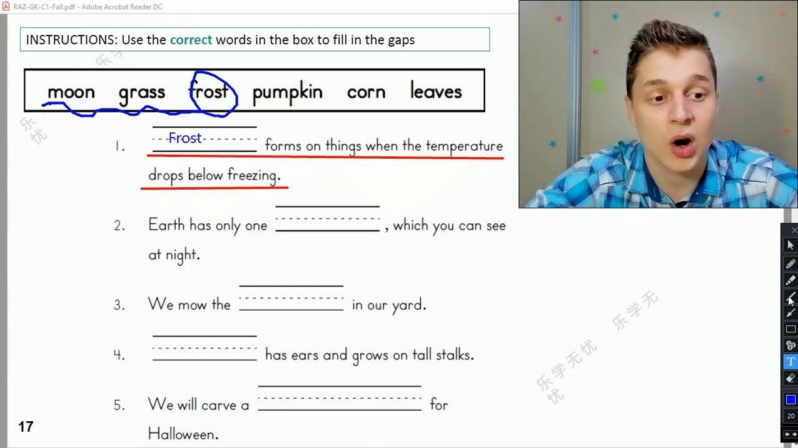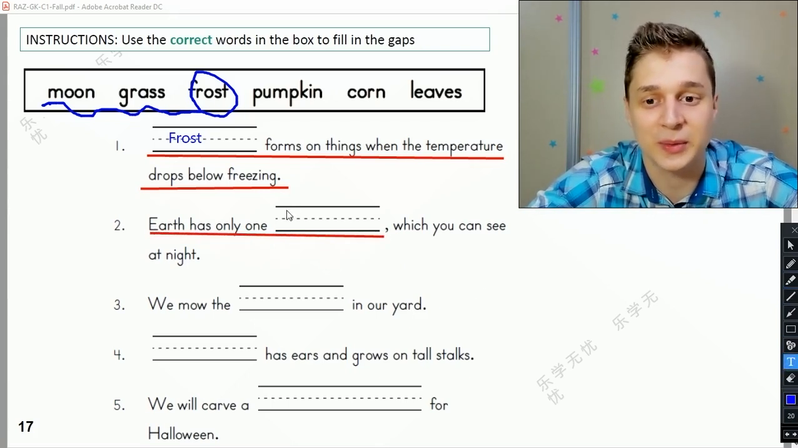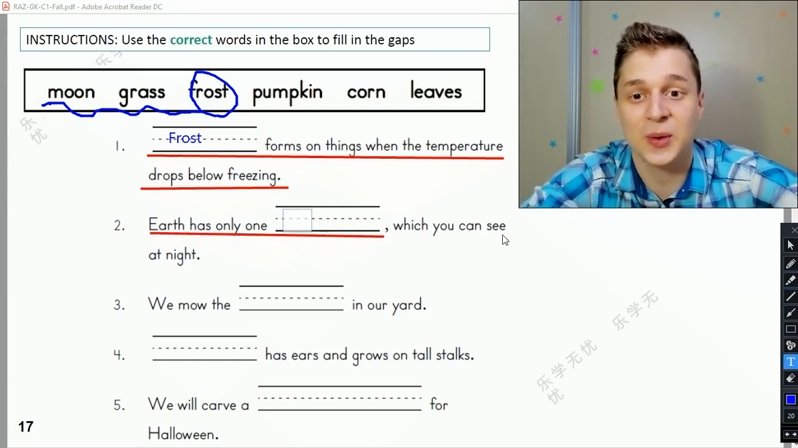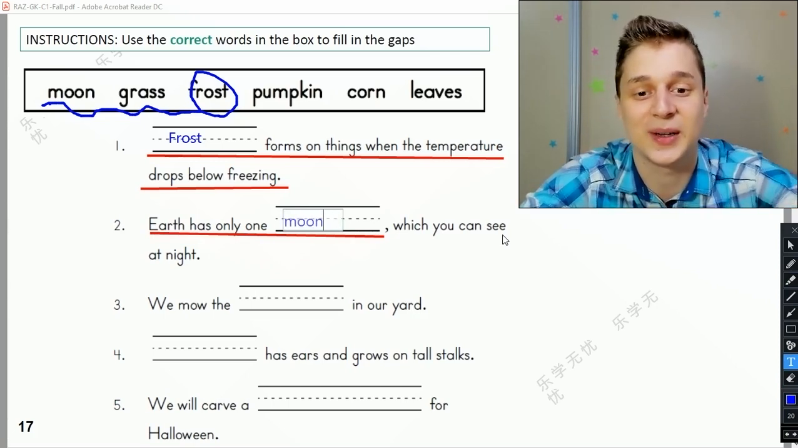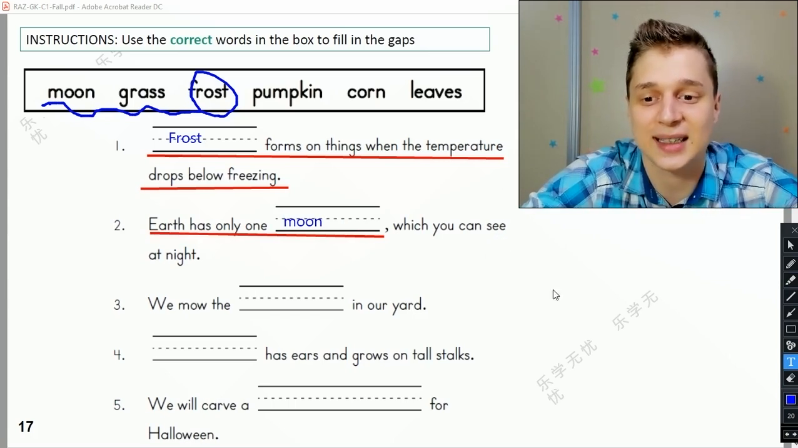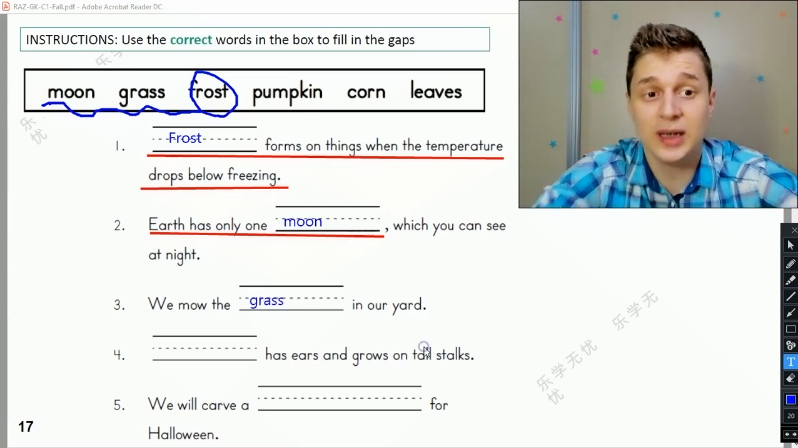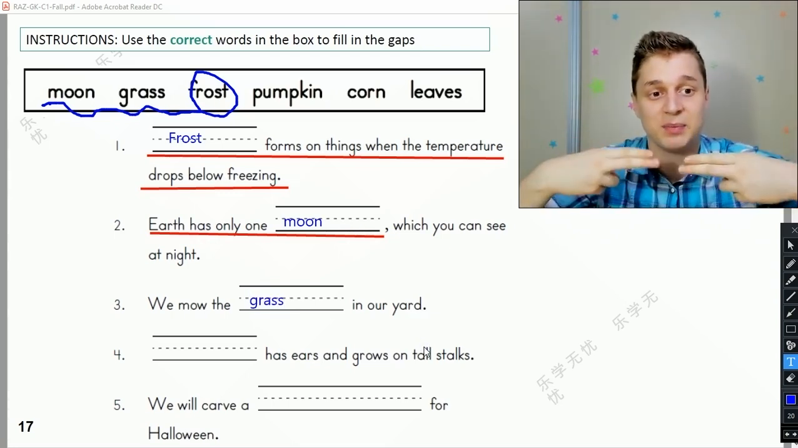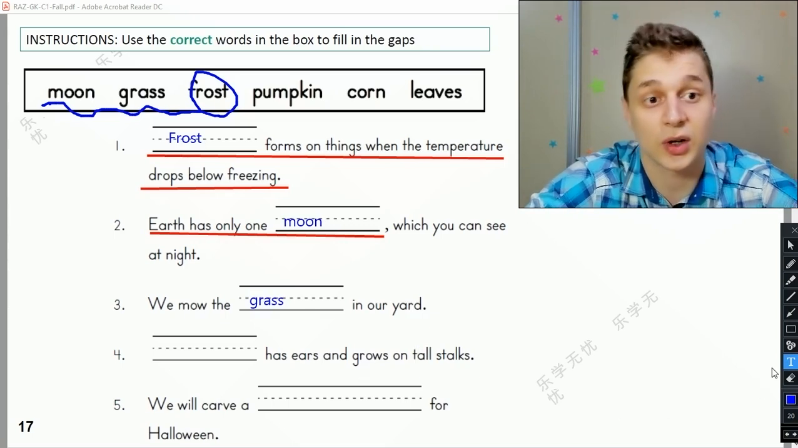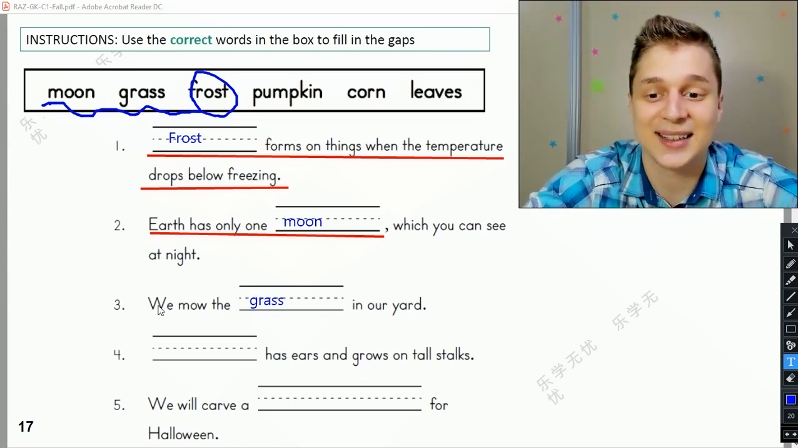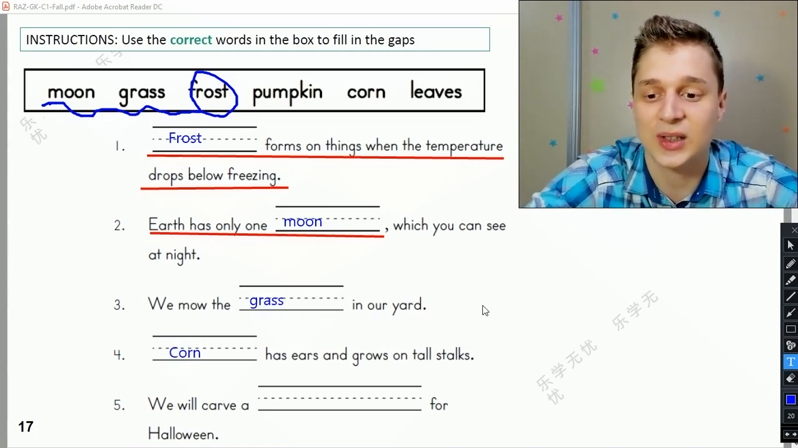Earth has only one moon. Only one moon. We have more leaves and more corn and more pumpkins and a lot of grass, but only one moon, which you can see at night. We mow the grass in our yard. Mowing grass means snip, snip, snip, cutting it down. And let's see what has ears and grows on tall stalks. It's corn, of course. Corn has ears and grows on tall stalks.